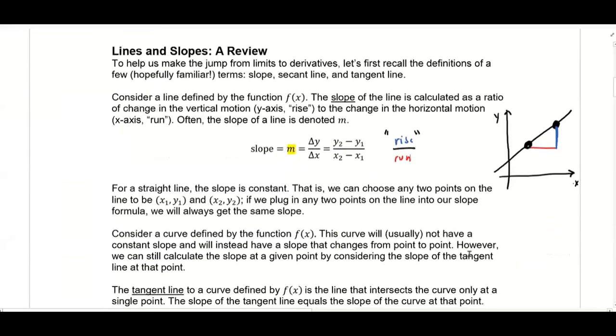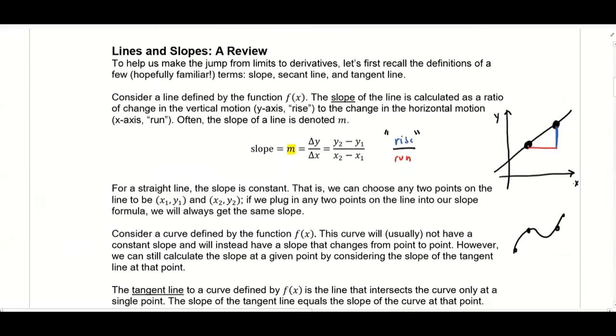So for a straight line, the slope is constant, so I could pick any 2 points on this curve and I would get the same slope. But when we talk about anything other than a straight line, this non-straight curve will usually not have a constant slope. And it will change from point to point. So maybe I had a curve like this. The slope here might be different than the slope here versus the slope here.